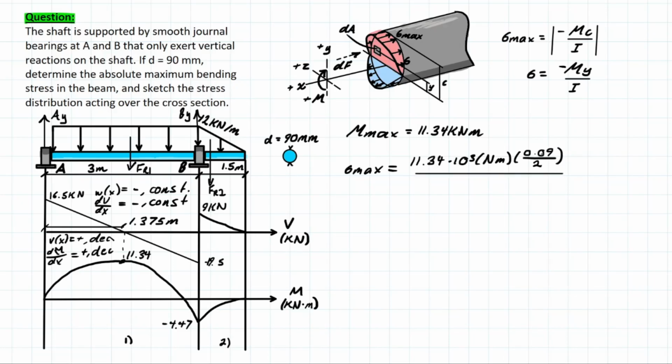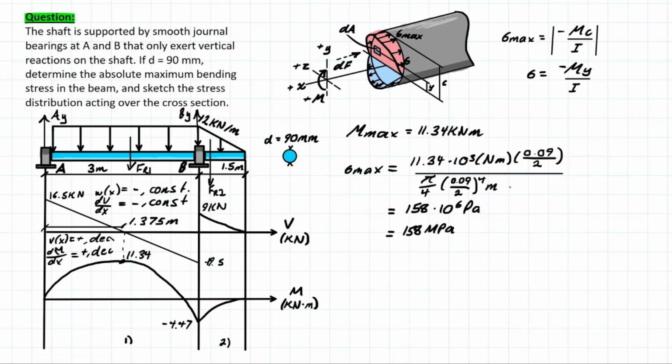Now, all of that is going to be over the inertia value. And for a circle, we have pi over 4, and we're going to be taking the diameter over 2, which is that value we have over here, so 0.09 over 2, and we are doing that to the power of 4. Solving for that, we are going to be left with 158 times 10 to the 6 pascals, which is a convention for newtons over meters squared. In other words, this is going to be 156 megapascals.